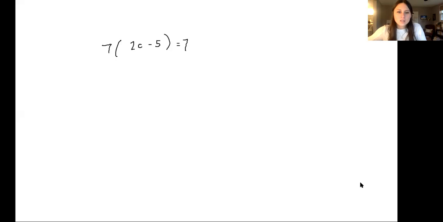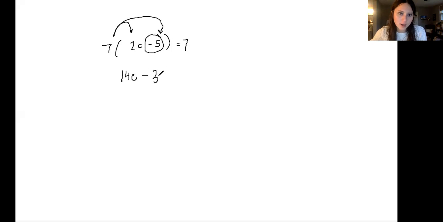Okay, let's do number 3. You can pause it and try this out on your own. 7 times 2c minus 5 equals 7. Okay, how did you guys do? So distribute. Ooh, 7 times 2c, what would that be? 14c minus 7 times, well, times negative 5, so it's negative 35 equals 7.